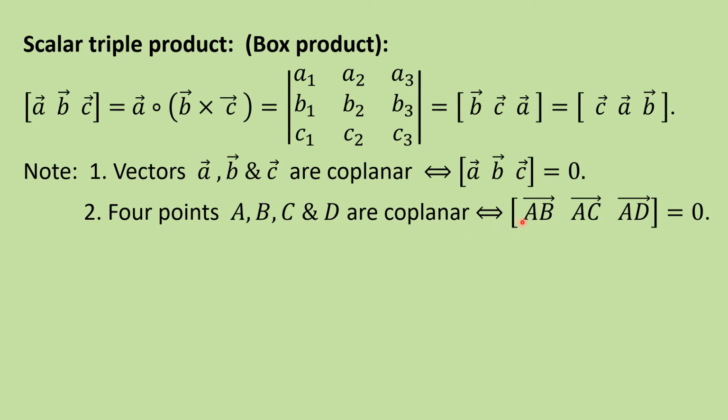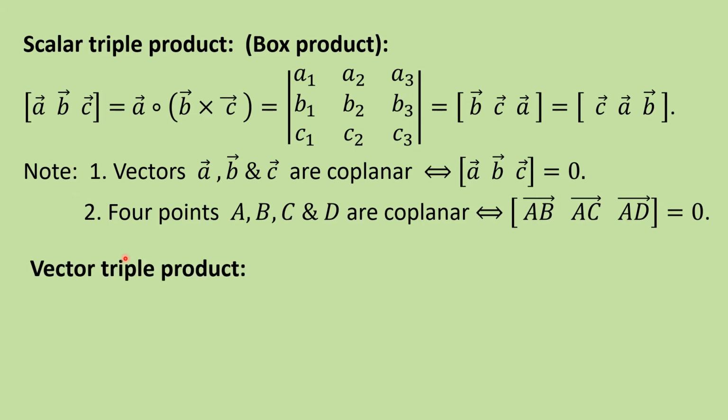Now, given 4 points A, B, C and D, they are said to be coplanar if and only if the box product between the three vectors AB, AC, AD becomes 0. So we have to get the sides of these 4 points by using vector AB, which we obtain as the position vector of B minus the position vector of A. Likewise, we have to find two more sides, vector AC and vector AD, and get the box product. If that is 0, then the 4 points are said to be coplanar.